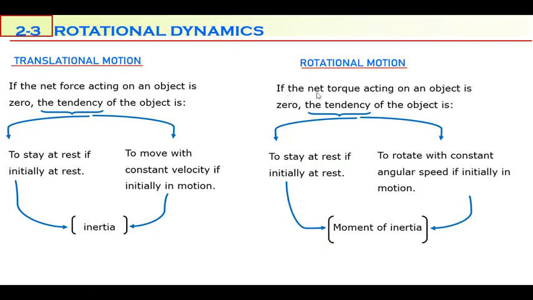But in rotational motion, the corresponding quantity is torque, because the rotational analog of force is torque. If the net torque acting on an object is 0, the tendency of the object is to stay at rest if initially at rest, or to rotate with constant angular speed if initially in rotation. This property of the substance is known as moment of inertia. So in translational motion, we have inertia. The rotational analog of inertia is moment of inertia, which keeps an object in rotational motion if it is initially in motion, or keeps an object at rest if it is initially at rest.